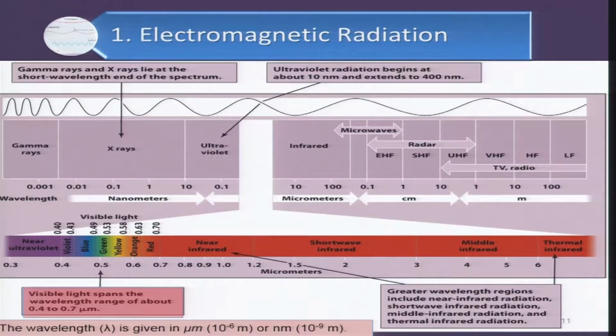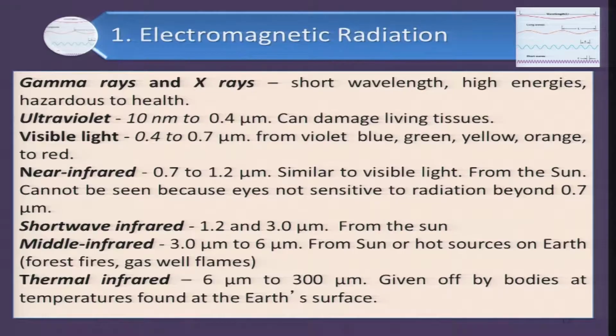So, the visible spectrum, as I told, will be an extremely important band which we will be using for our Photogeology course. Now these are a few things which most of you must be knowing: gamma rays and X-rays, the short waves, have high energy and are hazardous to health; ultraviolet rays can damage living tissue; visible light goes from violet, blue, green, yellow, orange to red; infrared is similar to visible light, but the wavelength is different. It comes from the sun, but cannot be seen because eyes are not sensitive to radiation beyond 0.7 micrometer. Okay. So we will be able to see only the light which has this wavelength.